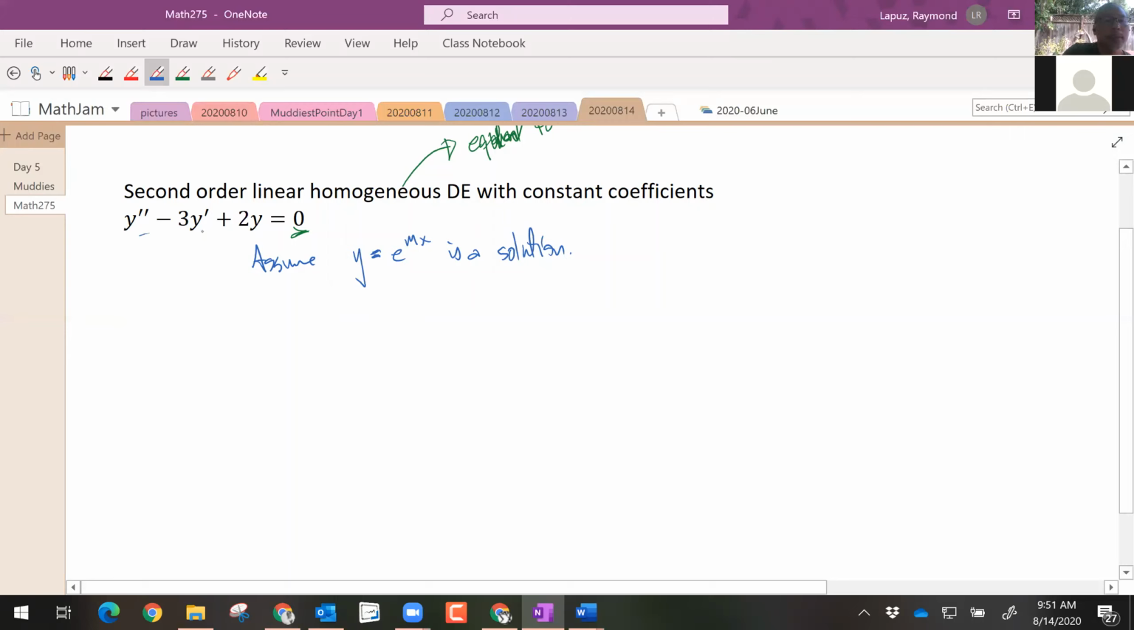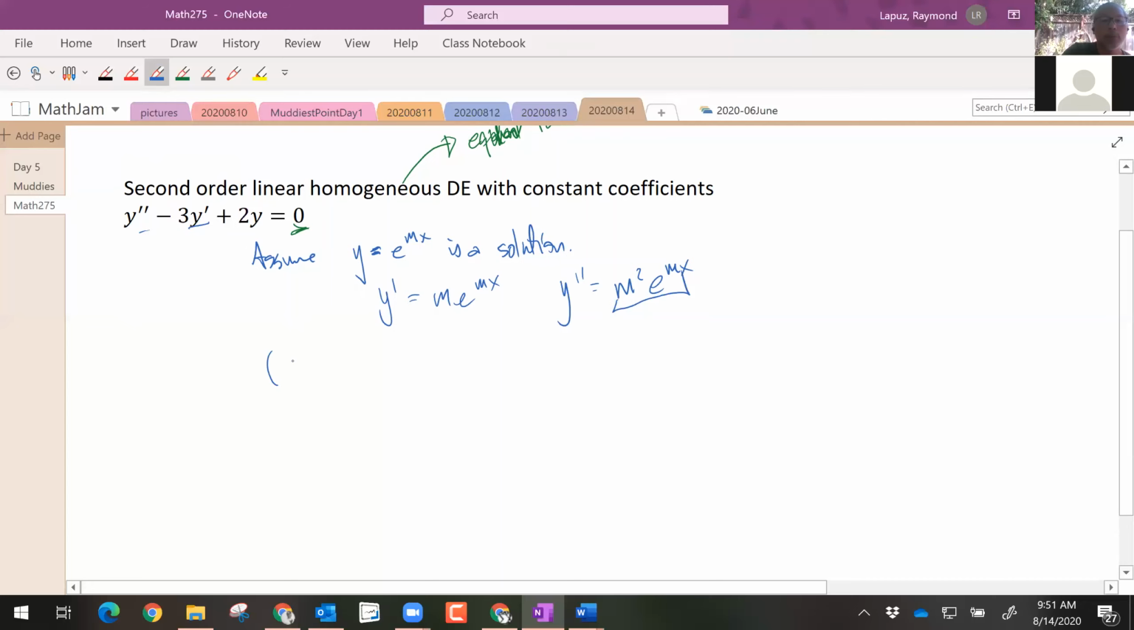Anyways, if I plug this into this differential equation, I need y prime, which is going to be, m is a constant, so it'll be e to the m times x times the derivative of m times x, which is m. And then y double prime is going to be m squared e to the mx. Okay? And so I'm going to take this and put that into my differential equation.